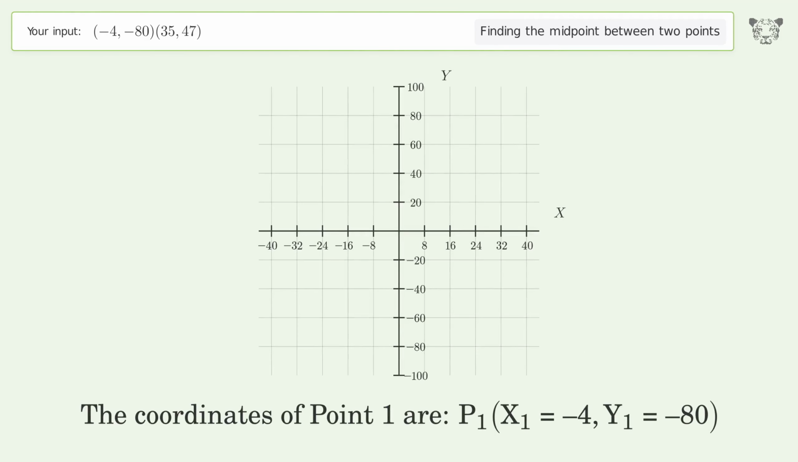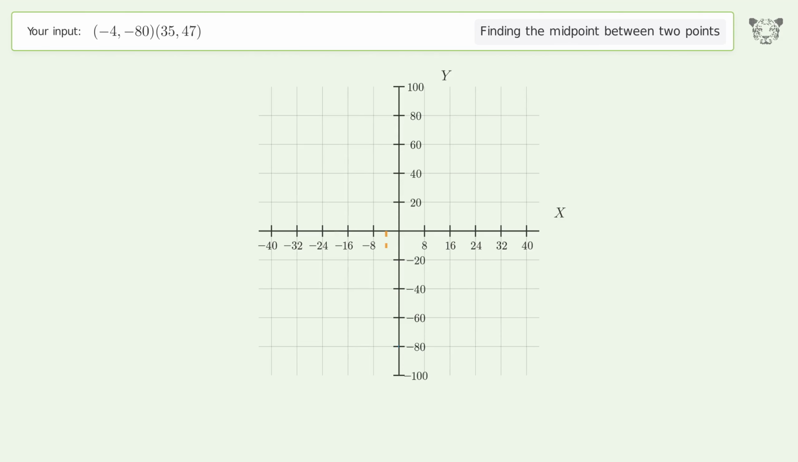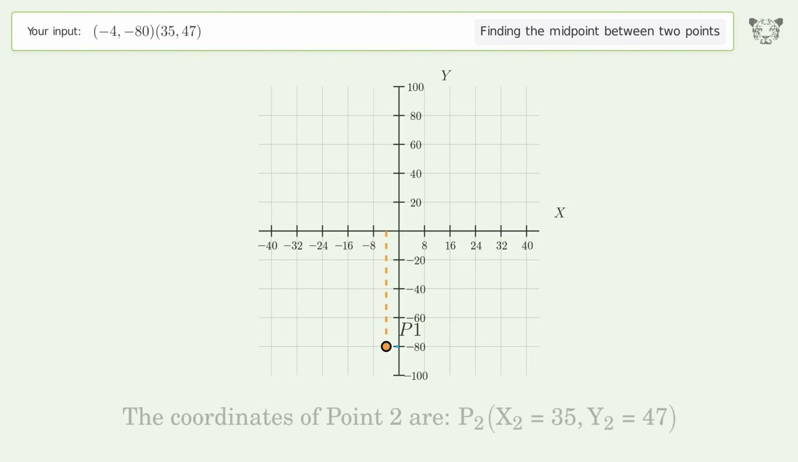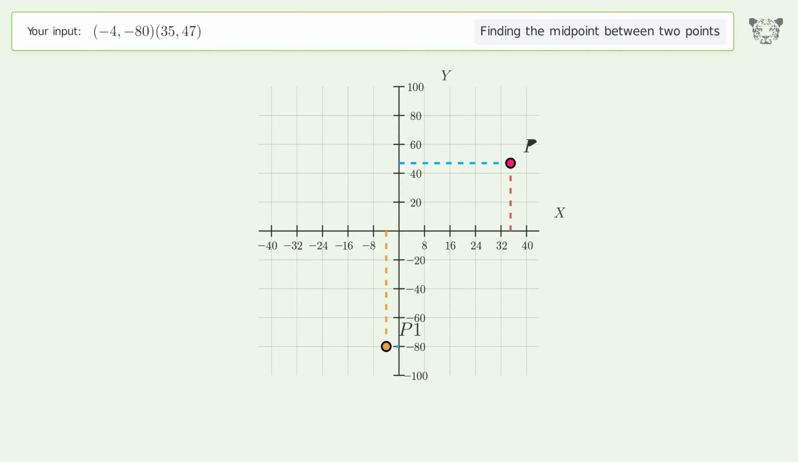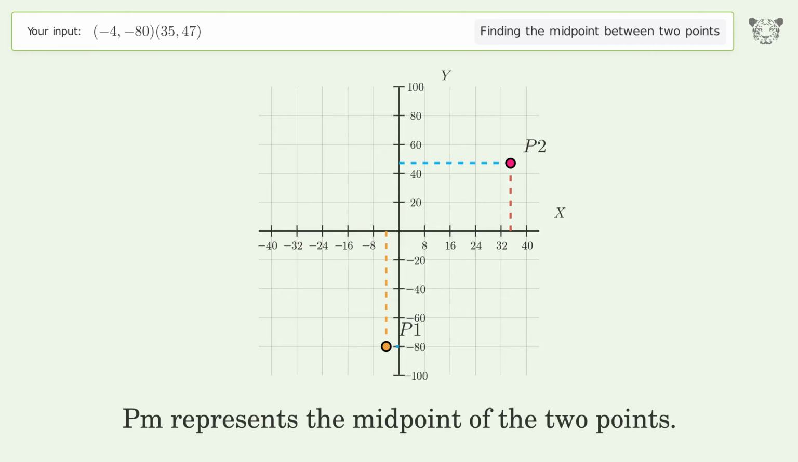The coordinates of point 1 are x1 equals negative 4, y1 equals negative 80. The coordinates of point 2 are x2 equals 35, y2 equals 47. PM represents the midpoint of the 2 points.